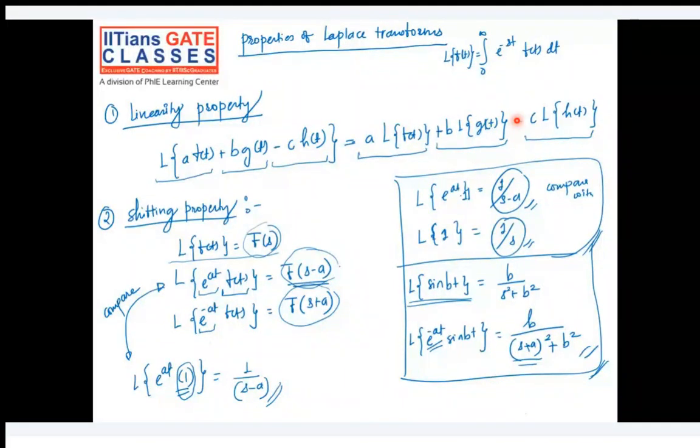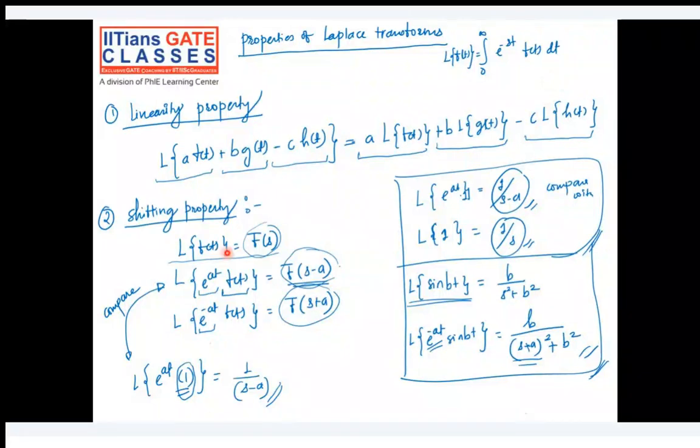Now the next property is the shifting property. We know the Laplace transform of f of t is f bar of s. What will happen if e to the power at is multiplied with f of t? In that case you don't have to worry. How will the formula look? It will become e to the power minus st into e to the power at into f of t. Then the answer is very simple.